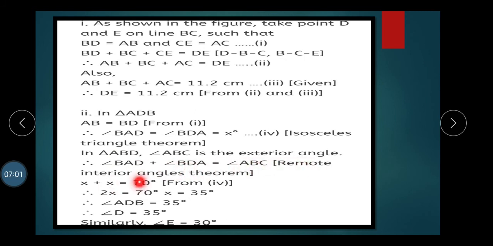By the remote interior angle theorem, as we have considered it as x, substituting the values, x plus x is equal to 70 degree from 4. 2x is equal to 70 degree. Dividing both sides by 2, we get x equal to 35 degree. So our angle will become 35 degree. Similarly, we can prove the next angle as 30 degree, as 60 degree is given in the question.